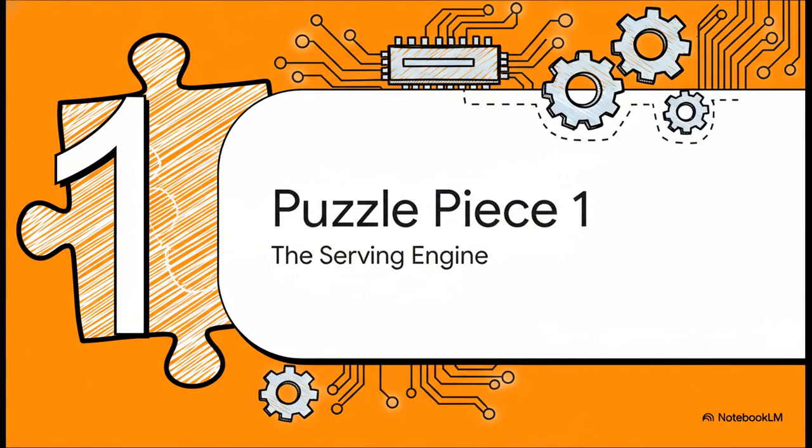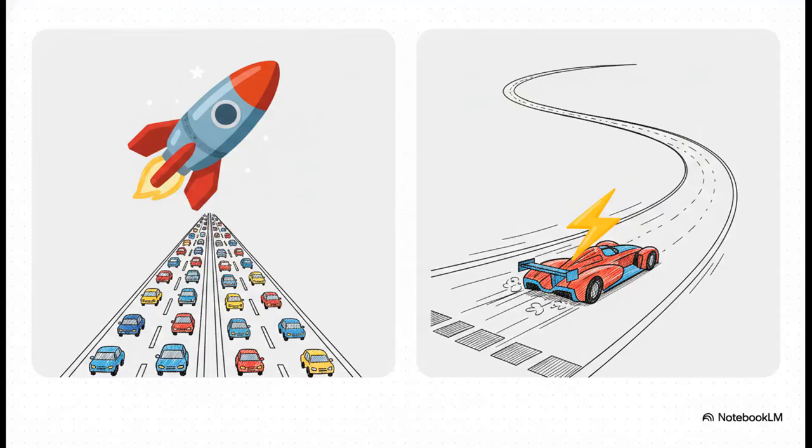Okay, so how do we start solving this puzzle? The very first piece is what we call the serving engine. You can think of this as the high-performance operating system for your AI model. It's the software that controls how your model runs on the hardware, and picking the right one is absolutely your first critical step. Now, in the open source world, two giants really dominate the scene, VLLM and Hugging Face's TGI.